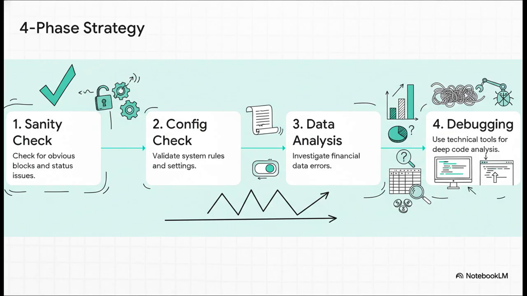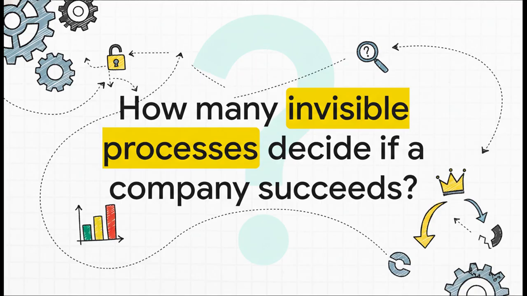Next, you validate the system's rules, things like those copy controls. If you're still stuck, then you dive into the financial data. And only as a last resort do you bring out the heavy-duty technical tools to do a deep dive on the code. The beauty is you move from simple to complex, and that solves 90% of cases in just those first two steps.